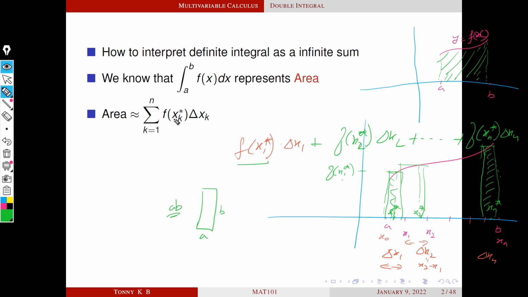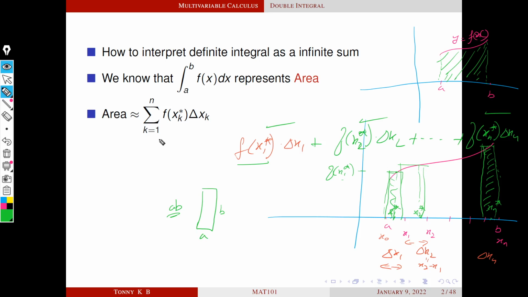That's why we use this formula. We can approximate the area using this finite sum, sigma k equal to 1 to n f of xk star delta xk. When k equal to 1, this term. When k equal to 2, the second term, etc. When k equal to n, this term. You got the idea? So here we approximate the area using this sum.